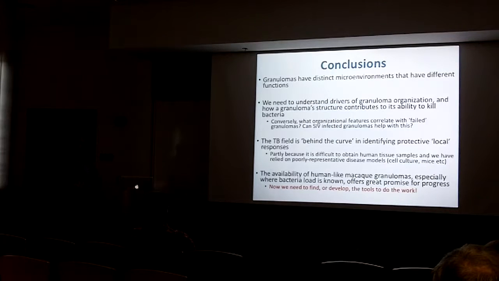And at present, the TB field is kind of behind the curve in identifying these local responses. We spend a lot of time looking at responses in the blood. We spend a lot of time looking at peripheral markers, and we don't really understand what's happening locally, really where the action is happening. In part because human granulomas are really tough to come by. People don't get lung resections usually because they have regular TB. If people get lung resections, it's because they have incurable TB that drugs can't treat.